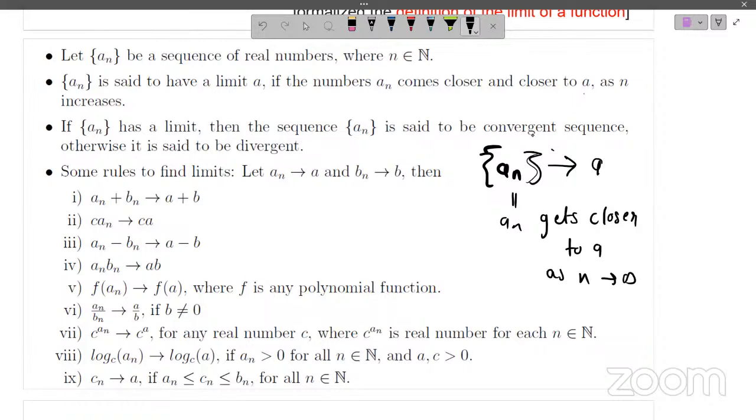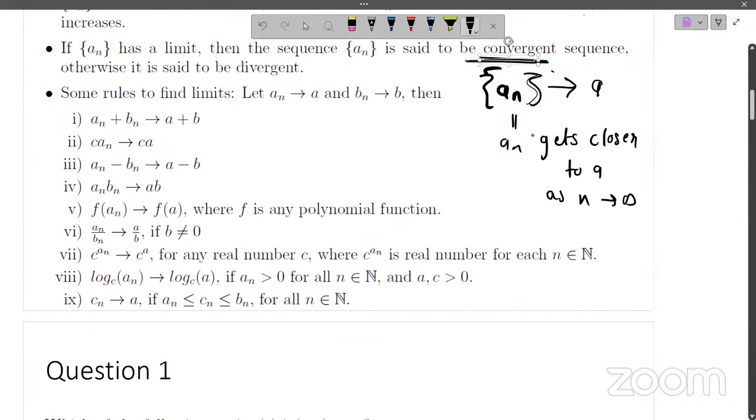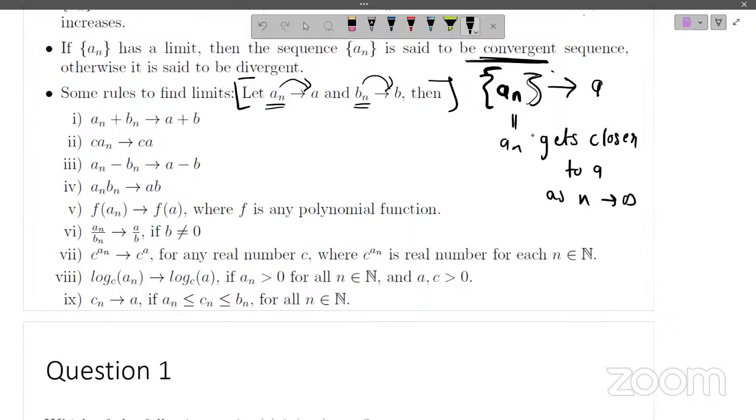Second thing is that if an has a limit, then the sequence is said to be a convergent sequence. What do you mean by a convergent sequence? If a sequence has a limit, we say that it is a convergent sequence. Now there are basic arithmetical rules which we apply on limits. Assume that we have two sequences an and bn, and an converges to a and bn converges to b. Then their sum will converge to the sum of the limits. That means the new sequence an plus bn will converge to a plus b.